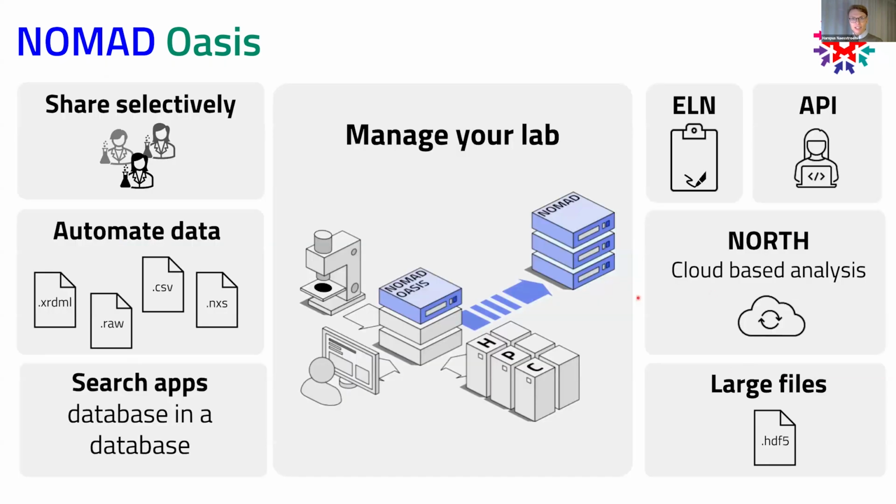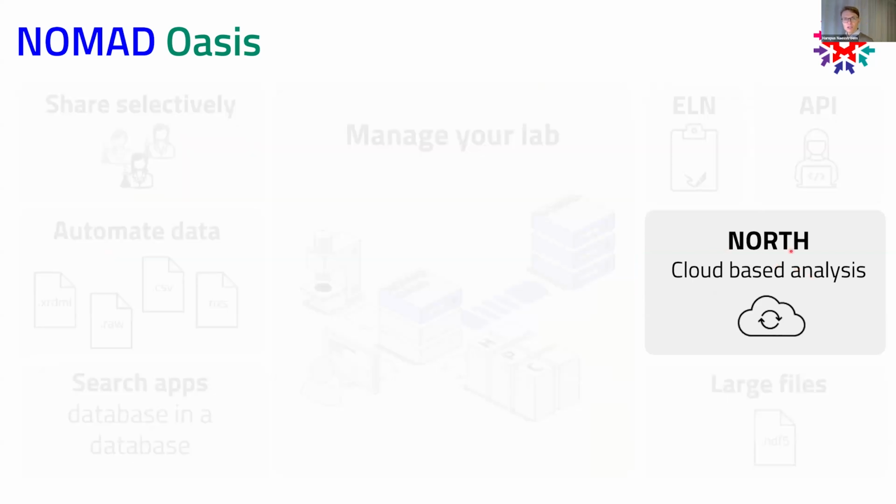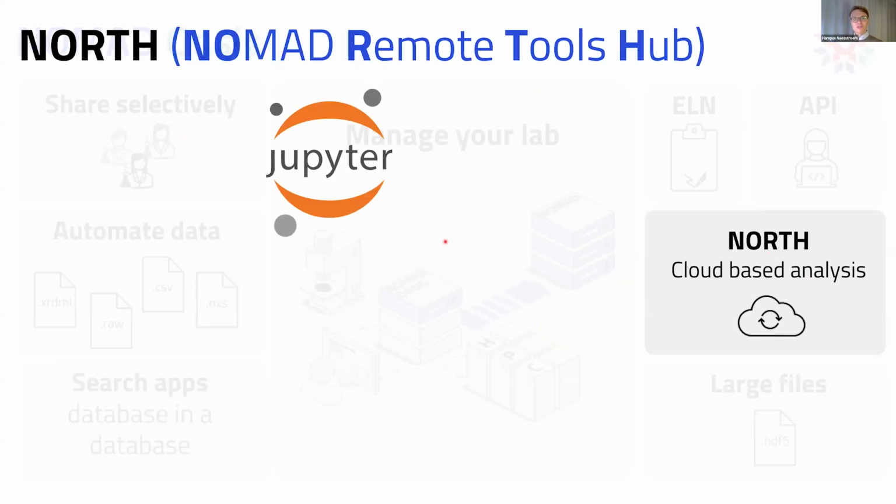In addition to this, we also have something called North, which is the NOMAD Remote Tools Hub. And in the NOMAD Remote Tools Hub, you can run remote tools, right? So you can run things like a Jupyter Hub, for example, where you will have direct access to the files. So the users can write their Julia scripts, their Python scripts, their R scripts, what they want to do, with direct access to all of the data that you have uploaded.